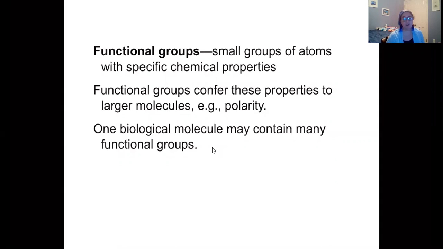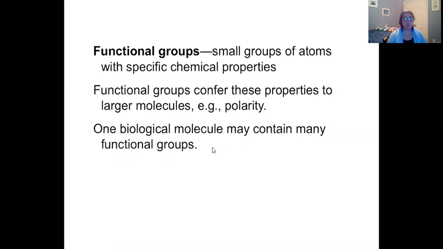In this video, we are going to continue with our notes on chapter 2. This time we're going to focus on carbohydrates, the first of the macromolecules we're going to use and discuss in class. Before we get started, I wanted to talk to you guys about functional groups.